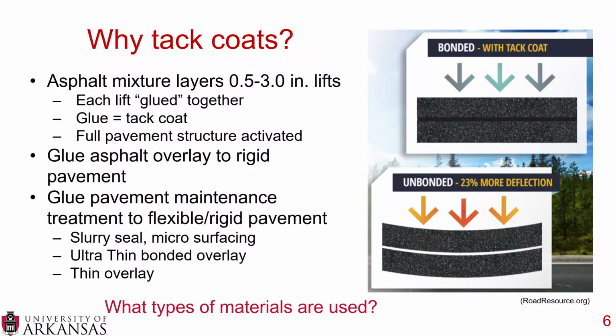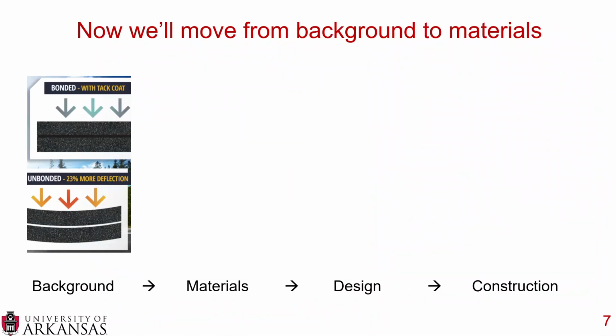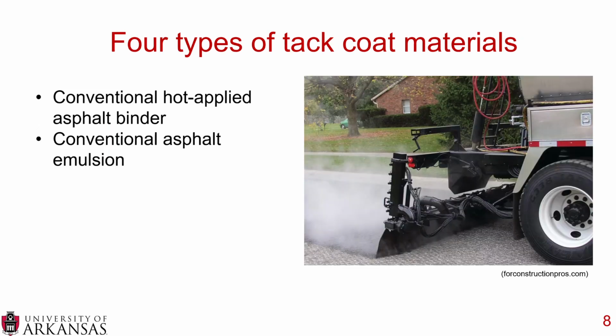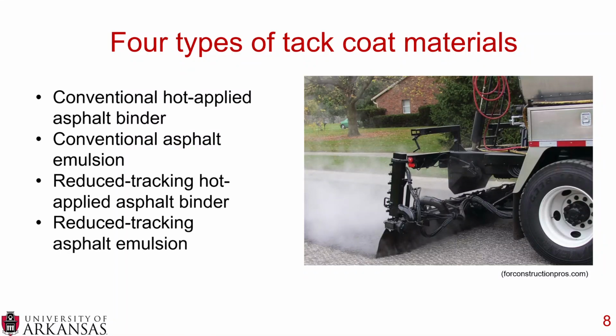Now for tack coats, what type of materials are used? And we'll go into that in some more detail. We'll transition from background to materials. So as I mentioned, the 4 types of tack coat materials are a conventional hot applied asphalt binder, a conventional asphalt emulsion, and then also reduced tracking, both hot applied asphalt binder and reduced tracking asphalt emulsion.